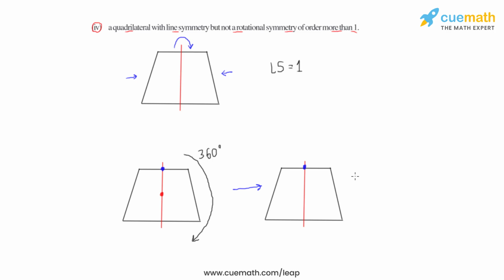So for this figure, we can say that the order of rotational symmetry is equal to 1, which goes with the question because it asked us to draw a quadrilateral with line symmetry but not a rotational symmetry of order more than 1. So for this particular trapezium, the order of rotational symmetry is exactly 1. So this is how we are going to answer the parts of these questions.